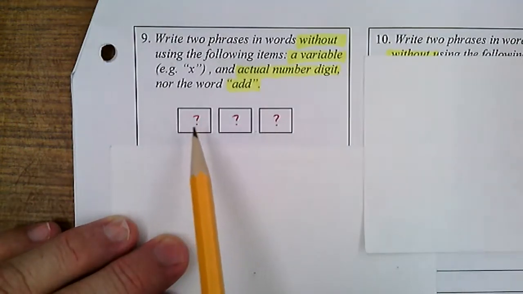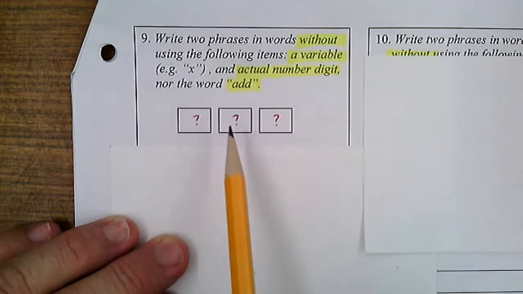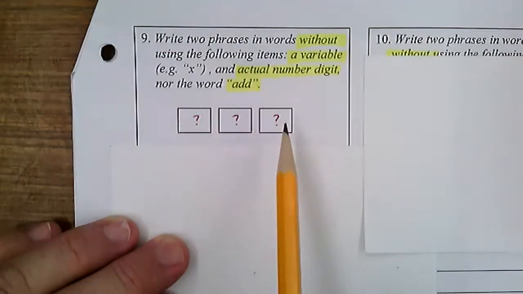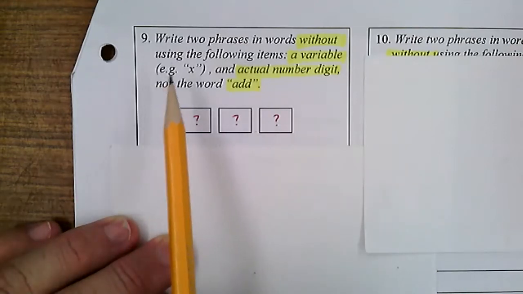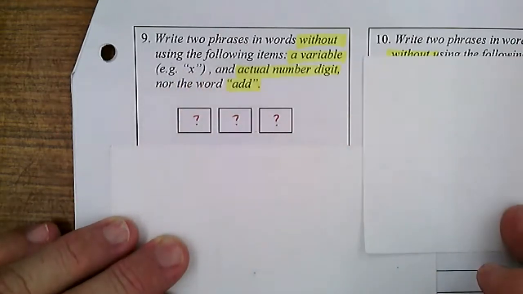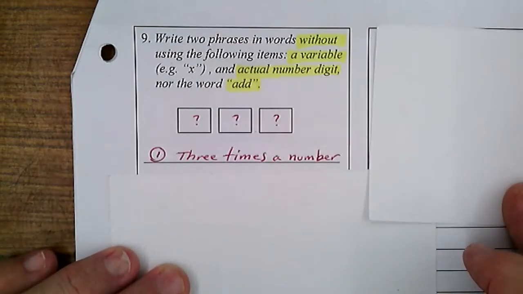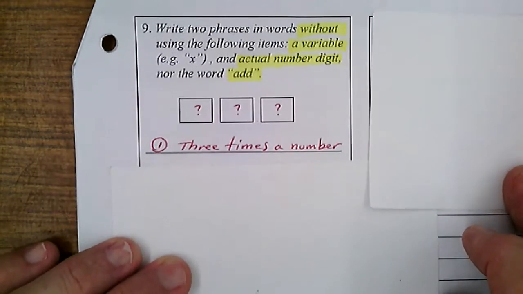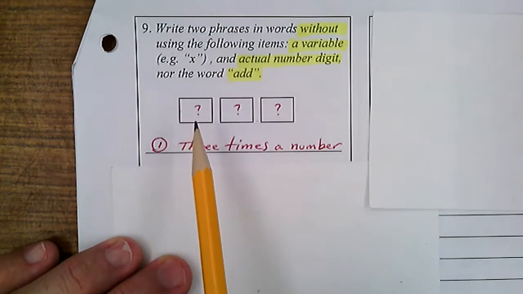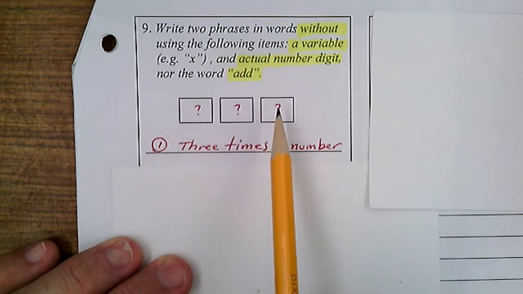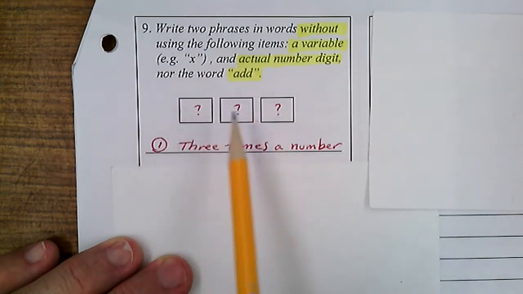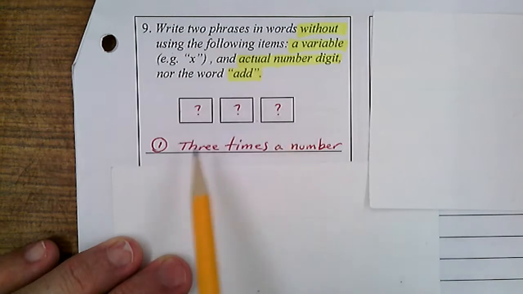Okay, so we have an unknown amount, we have an unknown amount, and we have another unknown amount. They're all the same, but we cannot use an actual variable. So one way to say it would be 3 times a number, right? Let's say this was the number 2, and this was 2, and this was 2. Well, 3 times 2 would be 6. 2 plus 2 plus 2. So 3 times a number.